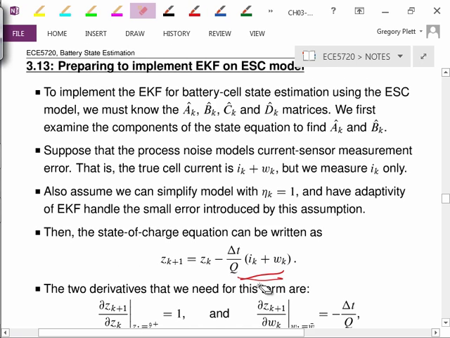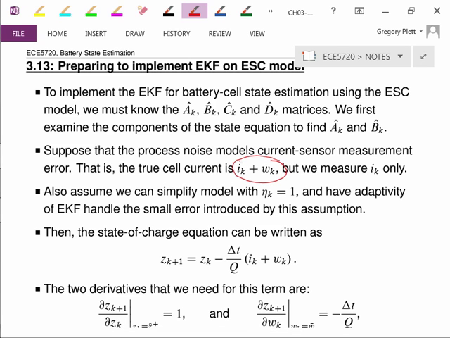Sorry, I moved something by mistake. We're going to say that W, the process noise, models something unknown in the current sensor measurement. So the true cell current is not just IK, it's really IK plus WK, but we measure the IK part of it only. When we do this for the state equation, we do something a little different in the measurement equation, as we'll see.